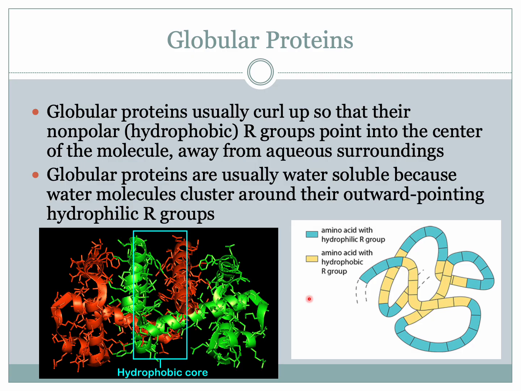Globular proteins are usually water-soluble because water molecules cluster around their outward-pointing hydrophilic R groups. And you can see in this diagram where you have the hydrophilic R groups represented in this turquoise, and then the hydrophobic R groups represented inside with the kind of yellowish color.